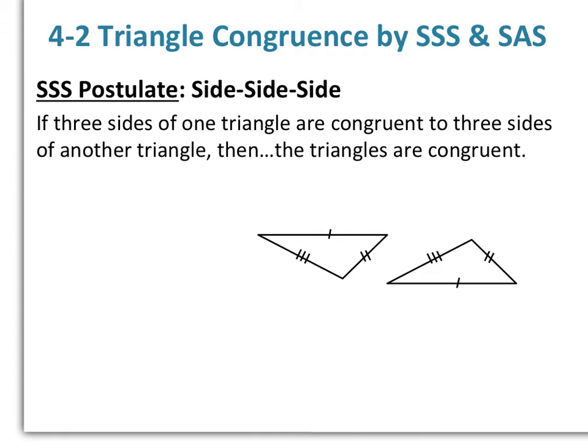Okay, in section 4.2 we are going to look at two triangle congruence postulates, side side side or SSS and side angle side or SAS. The side side side postulate says if three sides of one triangle are congruent to three sides of another triangle, then the triangles are congruent. And we have an example of two triangles where their corresponding sides are congruent, and therefore they are congruent by the side side side postulate.